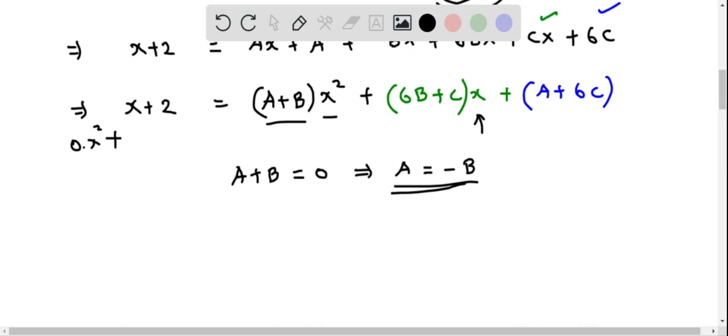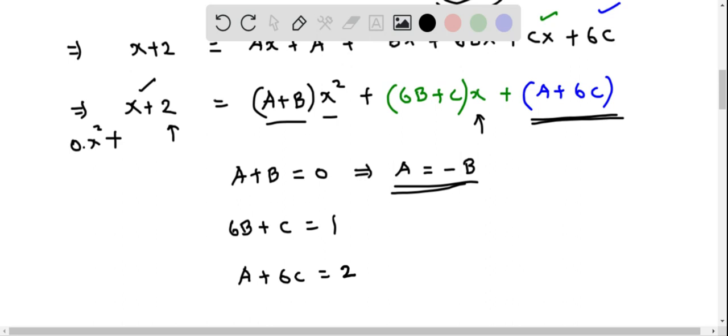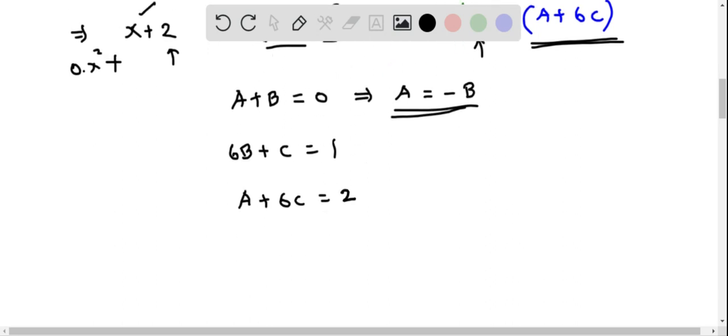So on the right side, we have 6b plus c, and this equals, on the left side, the coefficient of x is 1. So this equals 1. And let's equate the coefficient of the constant term on both sides. We have a plus 6c, and this equals, the constant term is 2 here. So I put 2. Now we have to solve the equations which have the variables a, b, and c.